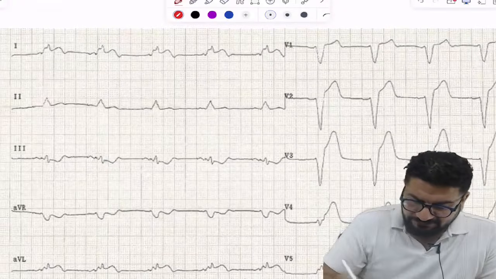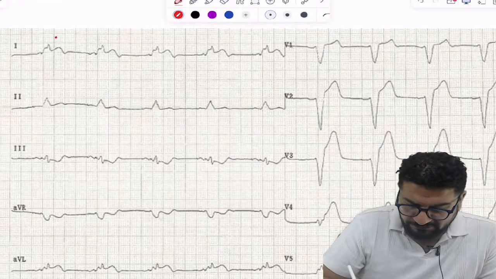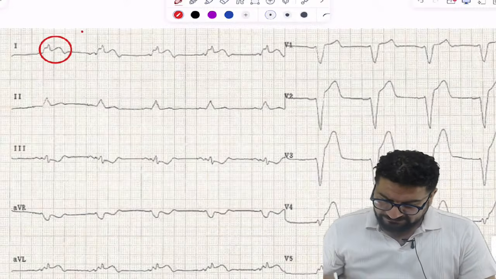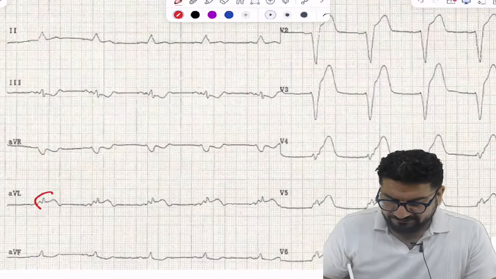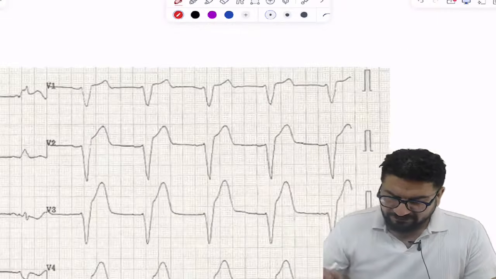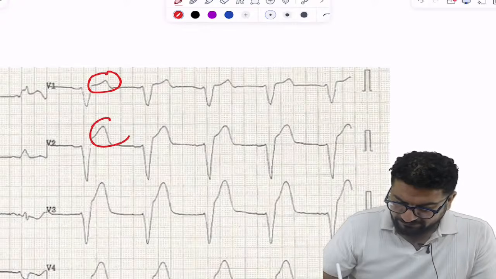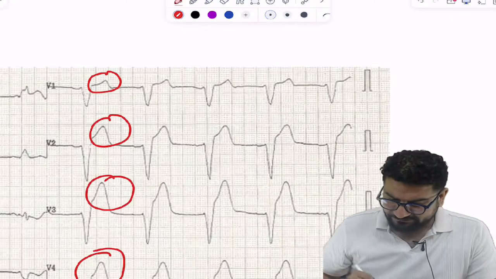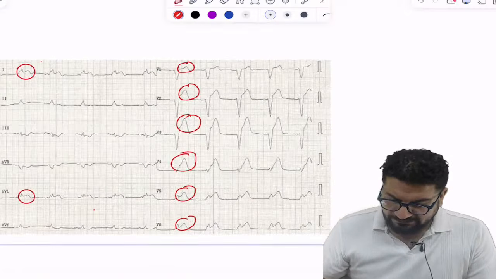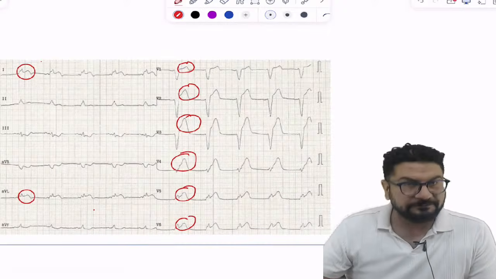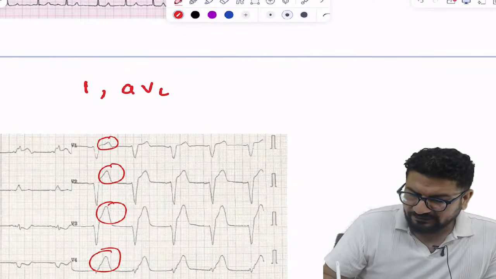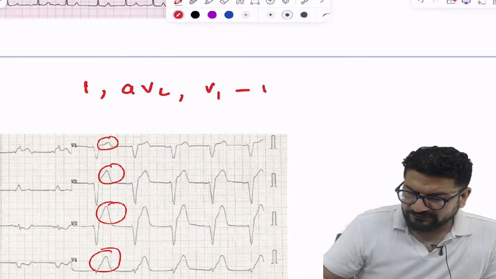You can notice in lead 1 ST elevation here. Then lead 2 is quite fine. Then AVR is okay. AVL में देखो, you can see an elevation in AVL. AVF is fine. आगे देखते हैं, you can see in V1, V2, V3, V4, even V5, V6. So you can notice lead 1, AVL, V1 to V6.